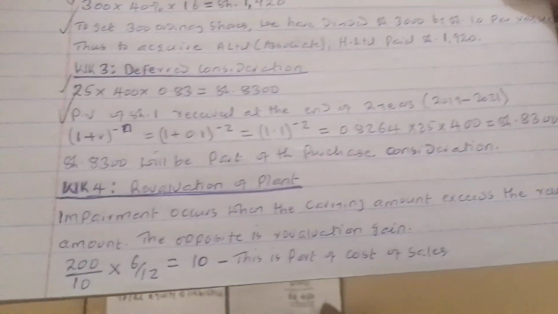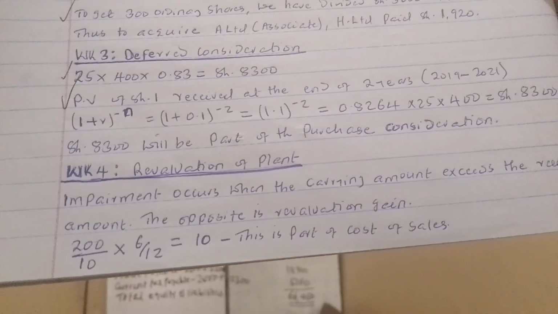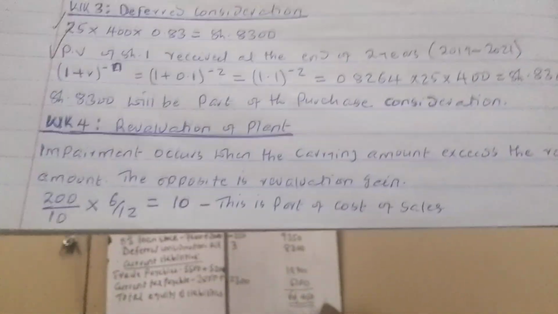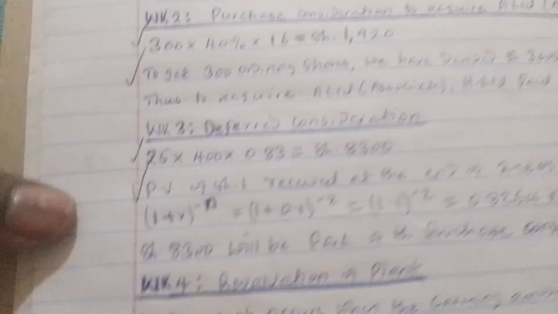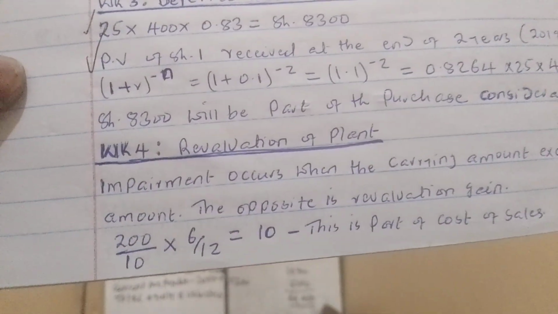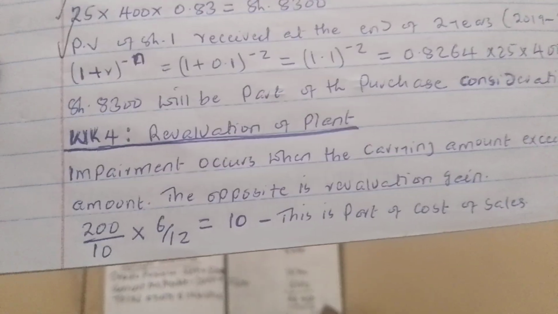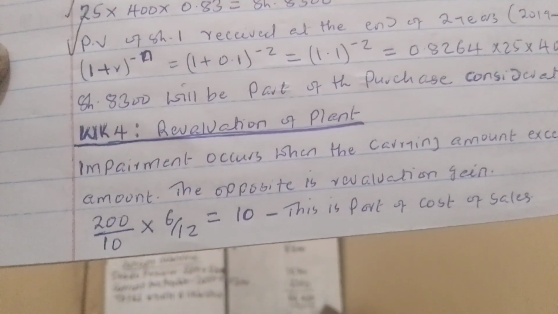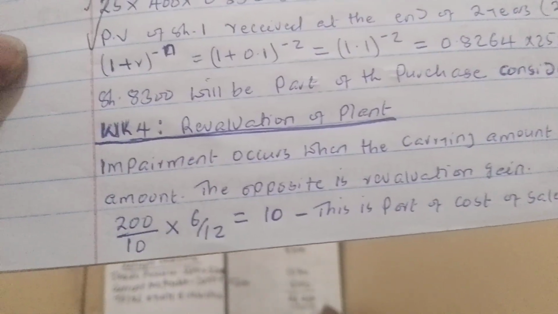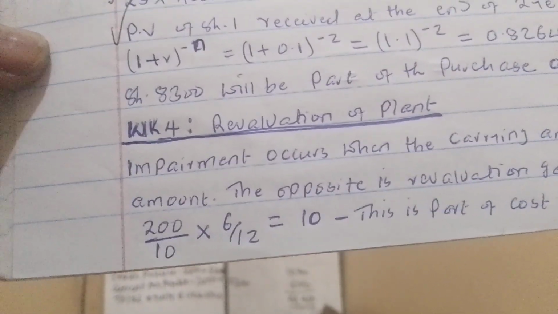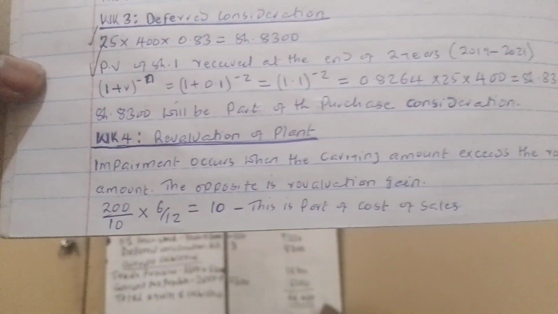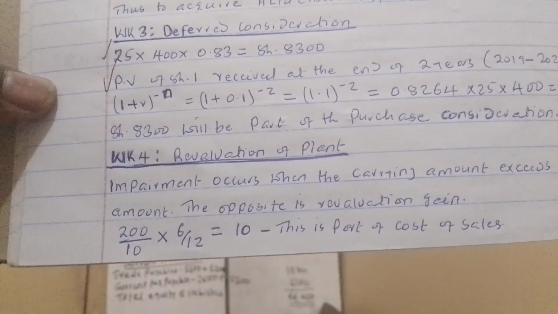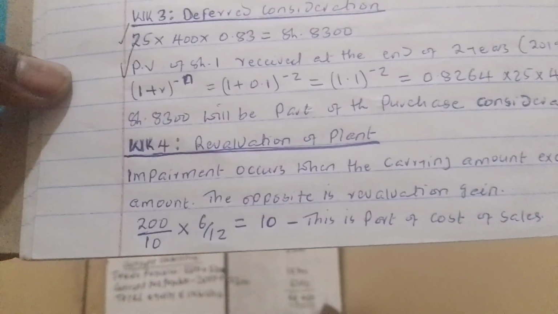Now, you are told in additional information number 1 that what was above the carrying amount was 200. This 200, we are told, this particular asset has 10 years expected life. So 200 divided by 10 to get depreciation per year. So 200 divided by 10 is 20. So per year, that depreciation is 20 times 6 over 12.